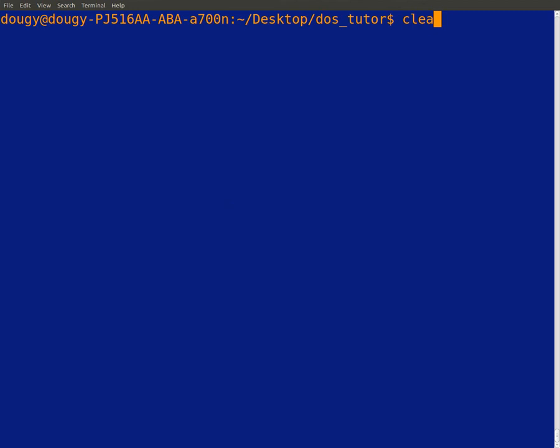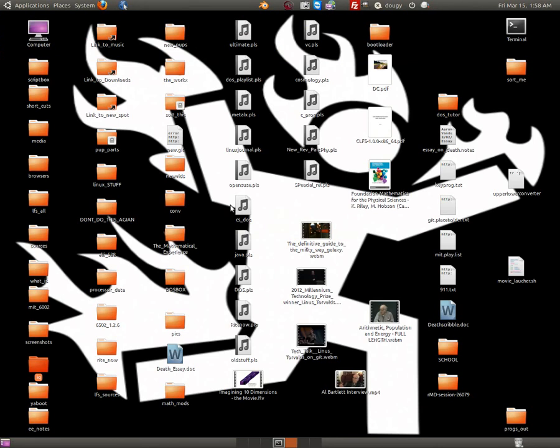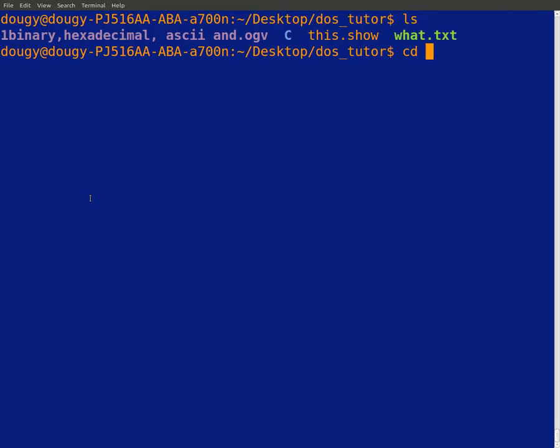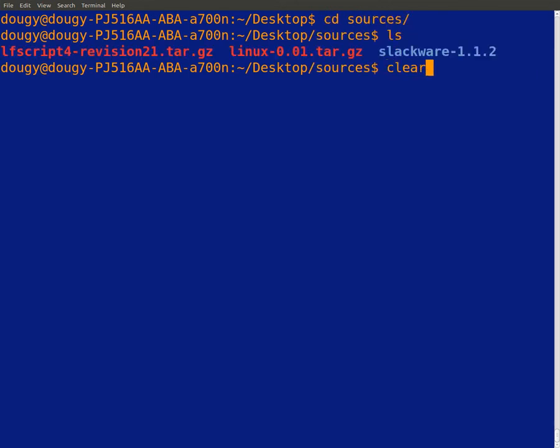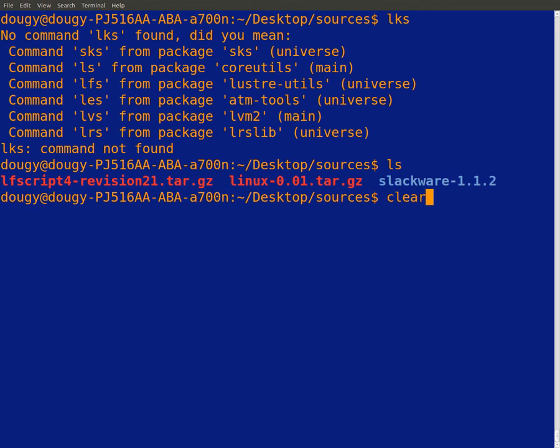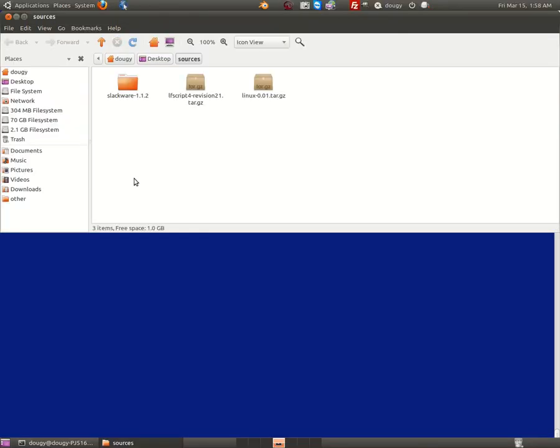I'm going to show you some assembly syntax real quick. Where did I put it? Let me cd back up and bring a cd into source. I'm going to say Nautilus here. I want to show you guys some assembly, what it looks like.